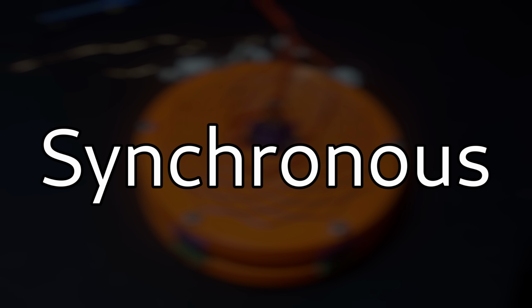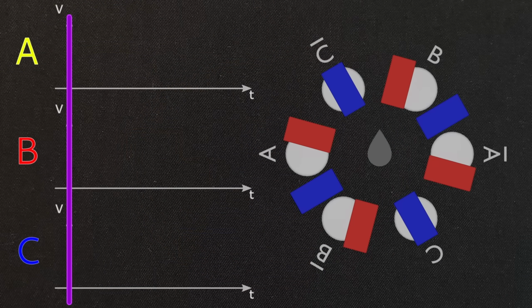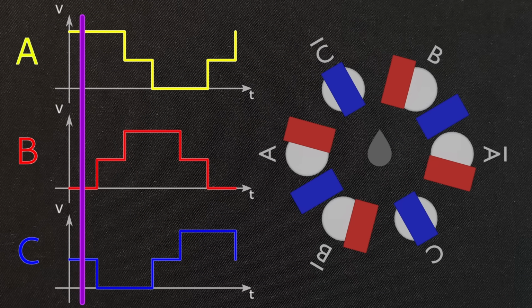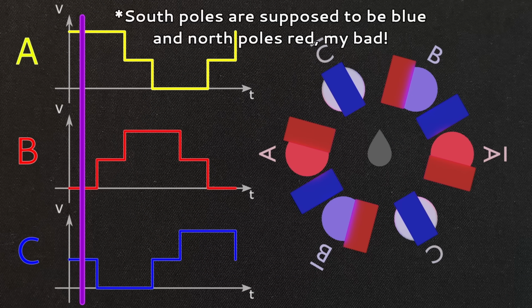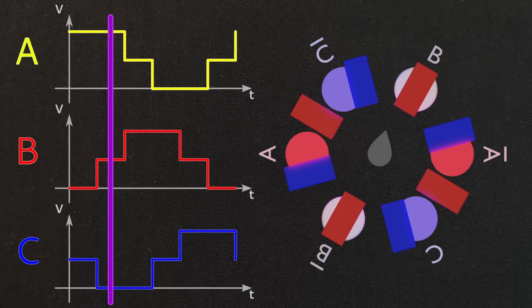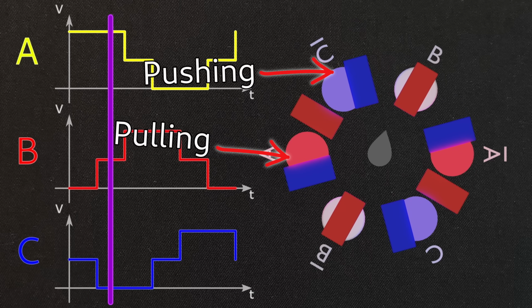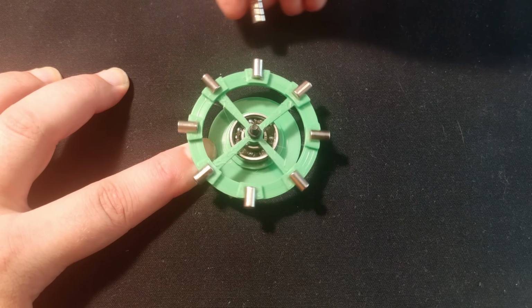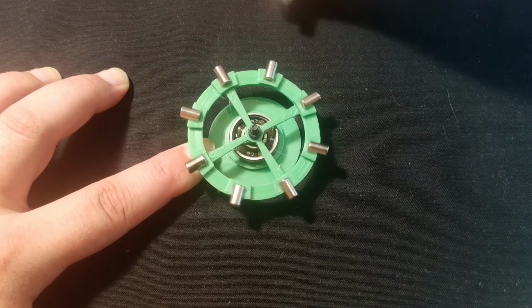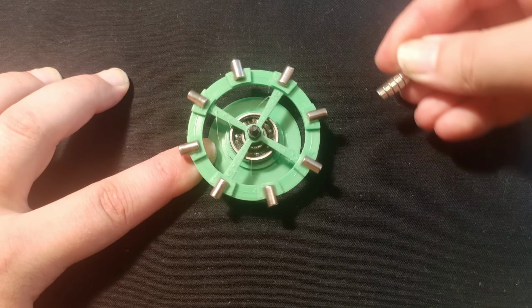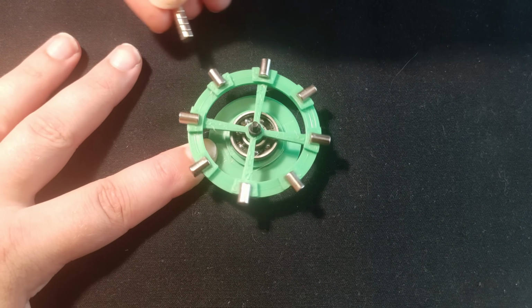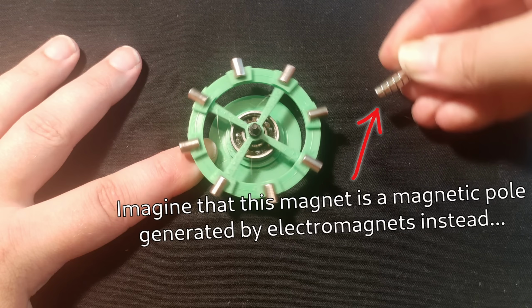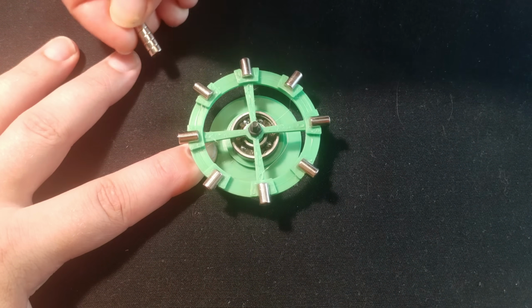Synchronous refers to the way the motor is controlled. If you refer back to my axial flux BLDC motor build, in that case, the magnetic fields generated by the motor's electromagnets worked to both push and pull on the permanent magnets in the motor. Well, in synchronous motors, the electromagnets in the stator always work to pull the motor along and keep it exactly in sync with the rotation of the magnetic fields generated by the electromagnets. Just imagine that these permanent magnets here are actually magnetic fields generated by the electromagnets.